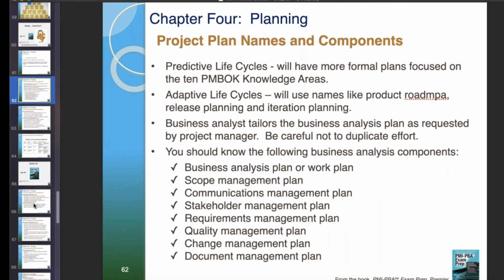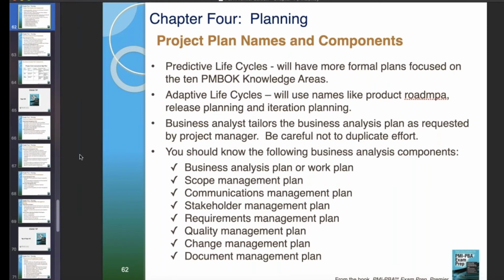So project plan names and components, as we've shown you. Predictive life cycles will have more formal planning focused on the 10 knowledge areas in the PMBOK. And that's basically that picture we showed you. Adaptive life cycles will use names like product roadmap, release planning, and iteration planning. Business analyst tailors the business analysis plan as requested by the PM. Be careful not to duplicate effort.